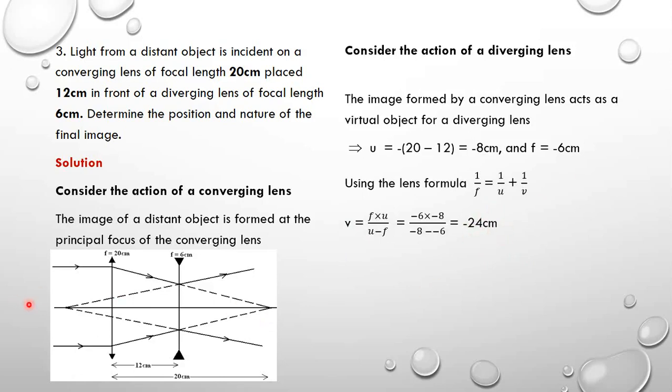So the final image is going to be here, virtual, because the ray is going to be going that side and the image is going to be formed here. The intersection is going to be here. So it's going to be a virtual image 24 centimeters in front of the diverging lens. If you talk of the nature, it's going to be a virtual image, which is 20 centimeters behind the diverging lens, if you consider this.